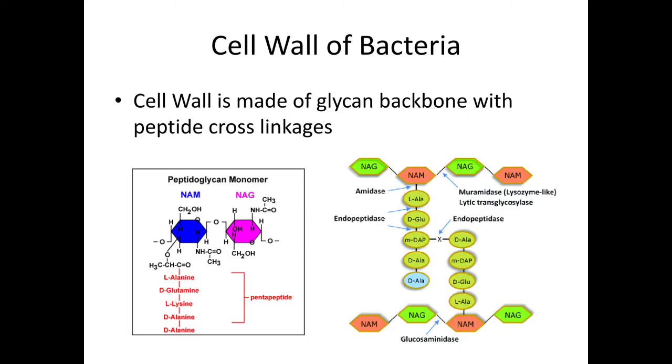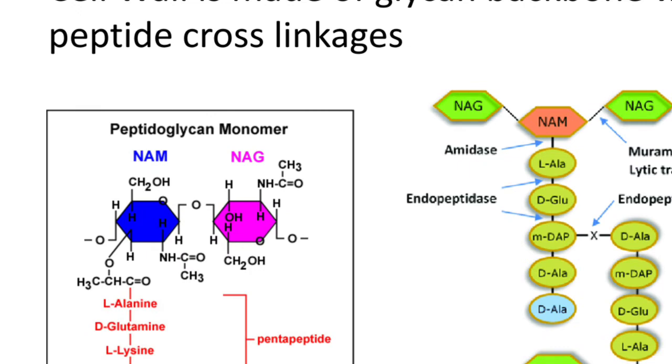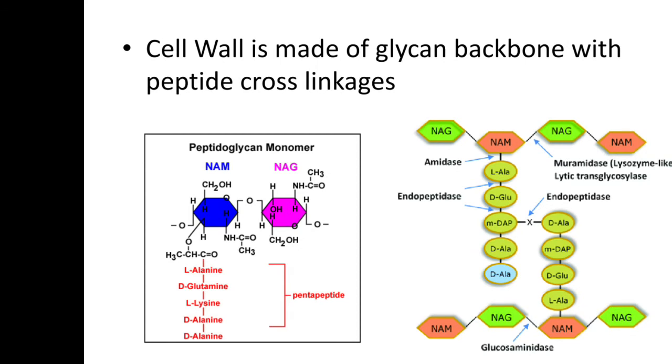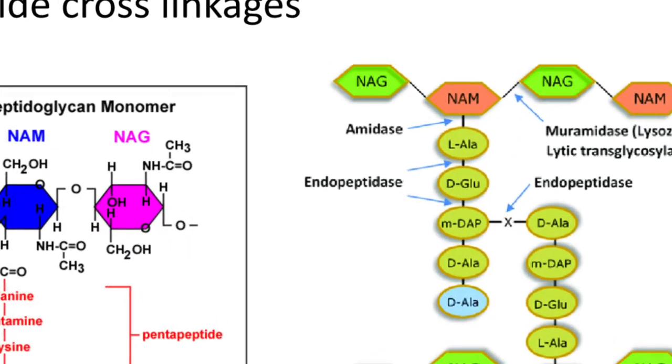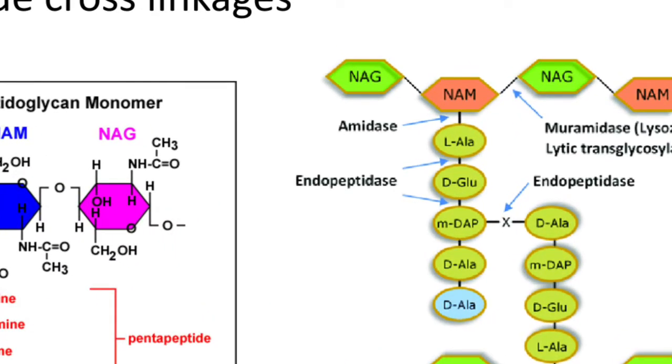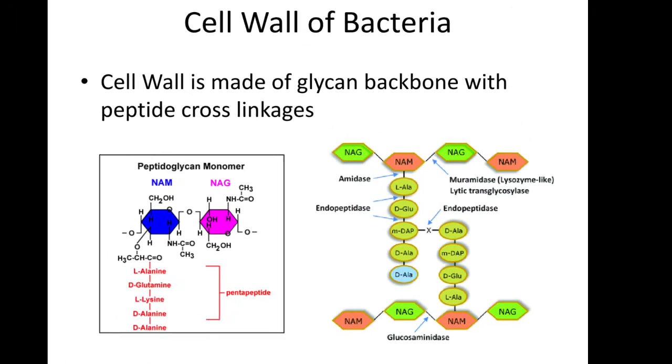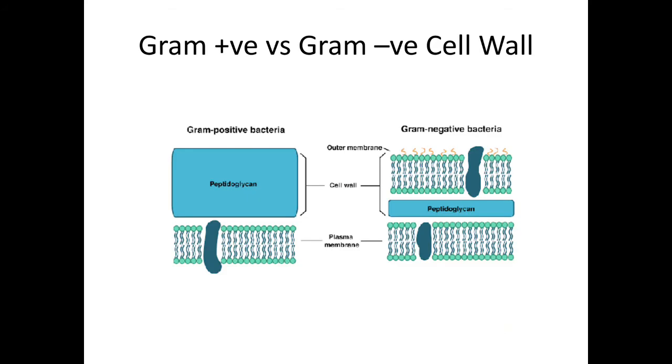If we talk about the cell wall, it is composed of a glycan backbone, meaning a sugar, that is made up of N-acetylmuramic acid and N-acetylglucosamine. They make the glycan backbone of the cell wall, and these glycan backbones are linked together with short peptide chains of 4 to 5 amino acids. These are cross-linked. In this way, a cell wall is formed in its final composition.